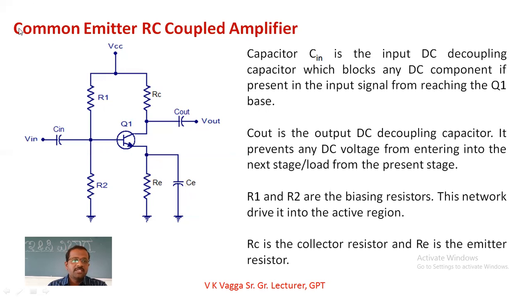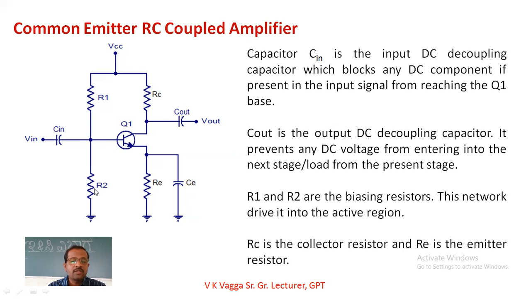Understood? This is about the common emitter RC coupled amplifier. I'm going to explain once again in brief. It is implemented with the BJT, and Cin is the input coupling capacitor. It is used to allow only the AC signal to pass, and it blocks the DC. In the same way, Cout is an output coupling capacitor. It is used to couple the output to the load or to the next stage, and it also allows only the AC to pass and blocks the DC.